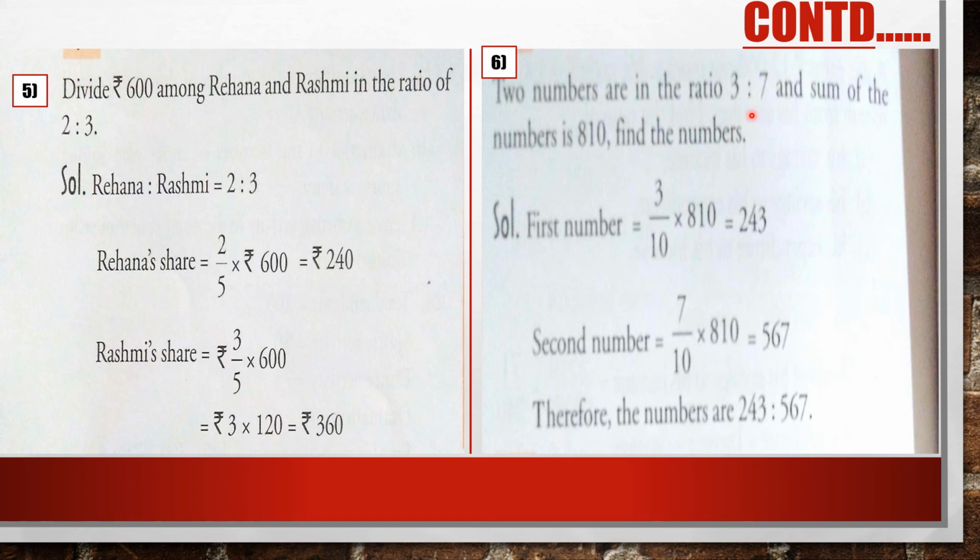As the ratio of the numbers is given to us, the total part is 3 plus 7 equal to 10. Now easily we can find the first number. First number is equal to 3 by 10 of 810, which gives 243. Second number is equal to 7 by 10 of 810, which gives 567. Hence, our numbers are 243 and 567.